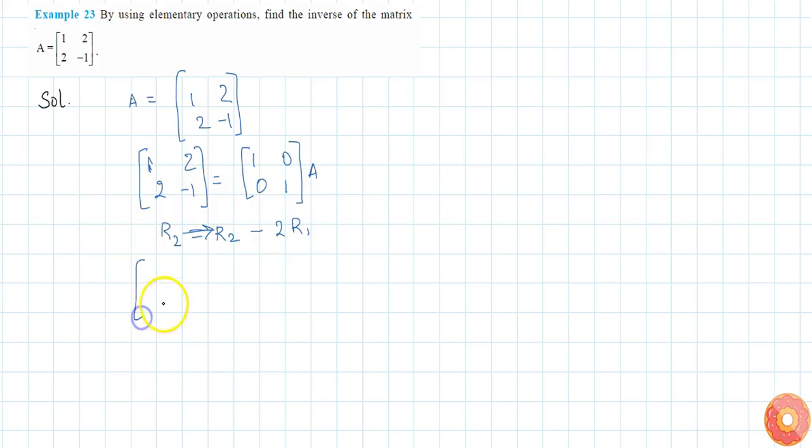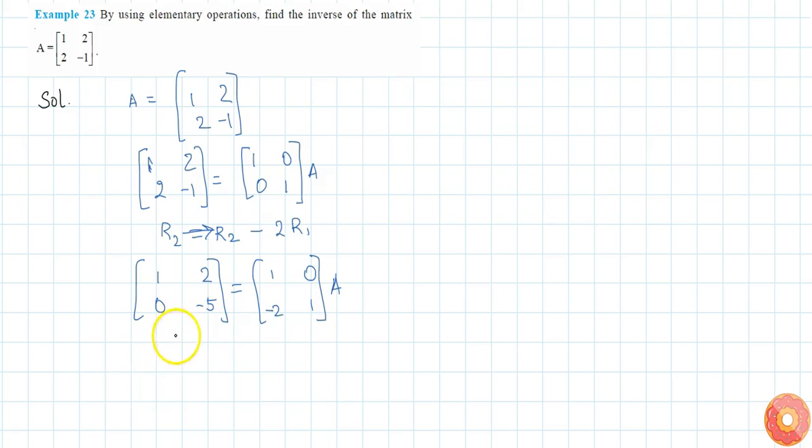Then we'll get, the first row will not change, so let me just write it down. And then by using this operation, 2 minus 2 times 1, this will become 0, and minus 1 minus 2 times 2, which is minus 1 minus 4, which will be minus 5, is equal to, here also the first row will remain the same. The second row, by this same operation, you will get here minus 2 and 1 times A.